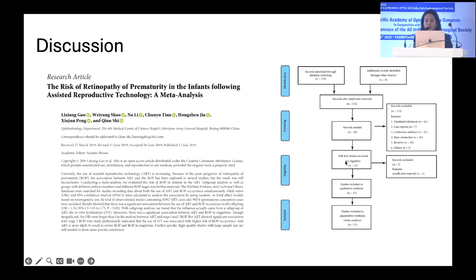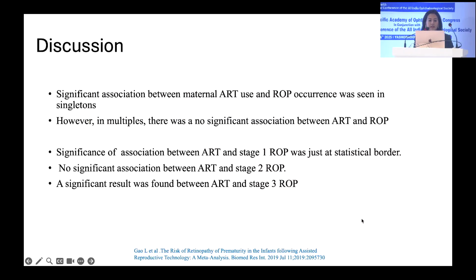Some were duplicated, and insufficient material was recorded, and eventually they found 15 studies that they looked at. There was a significant association between maternal ART use and ROP occurrence in singletons. However, in multiples, there was no significant association.